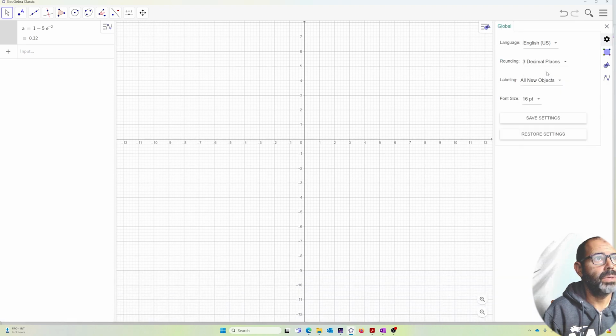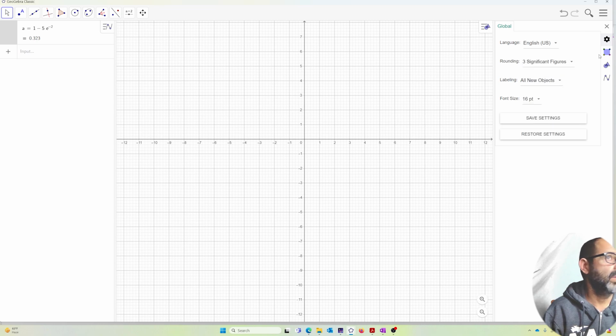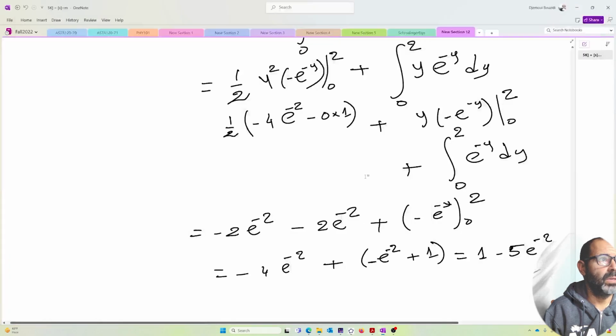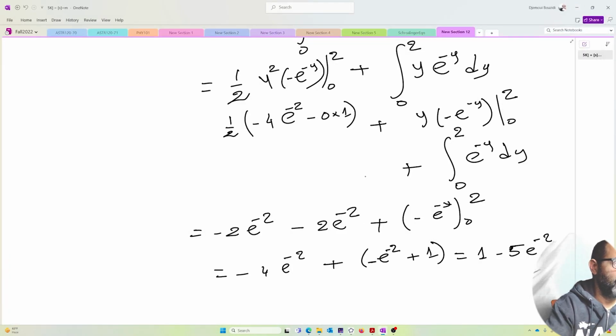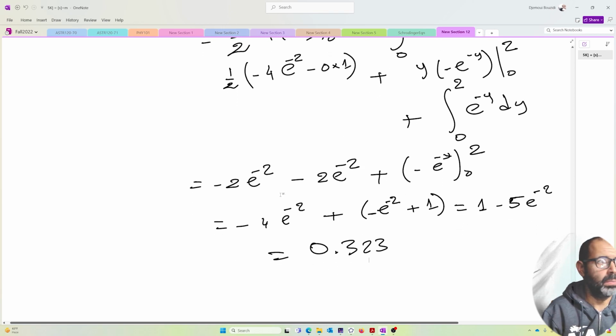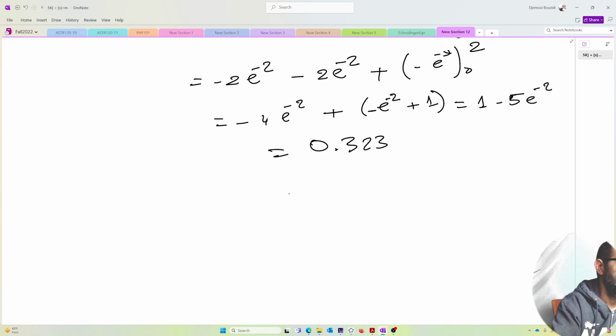And let's pick 3 sig figs. This is the same thing. Okay, it's 0.323. So that's the value of this probability. Again, it has to be less than 1, more than 0, because it has to have a finite probability. After all, this is the situation. So this probability is 32.3%.